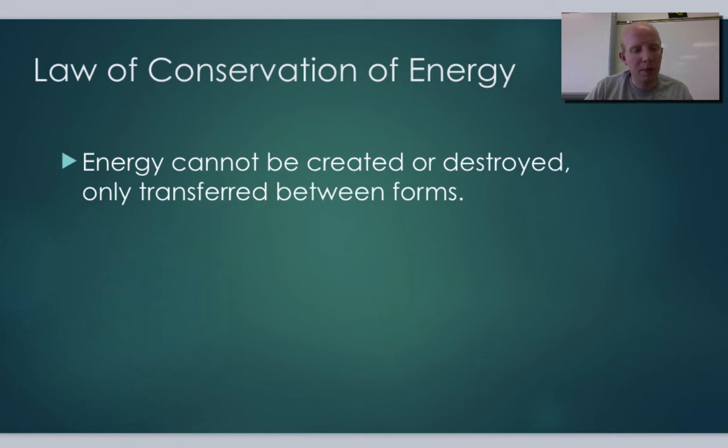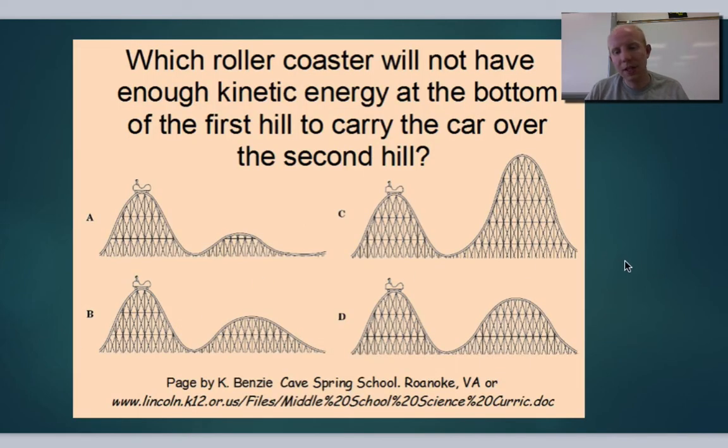Let me give you an example of this. Let's say you had this question: which roller coaster will not have enough kinetic energy at the bottom of the first hill to carry the car over to the second hill? Now, intuitively, hopefully you know that the answer is C. This car cannot go down the hill and end up back higher than where it started.